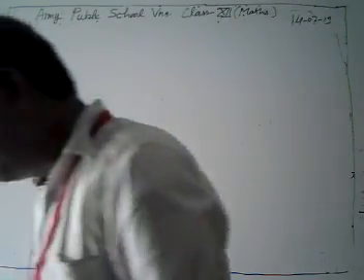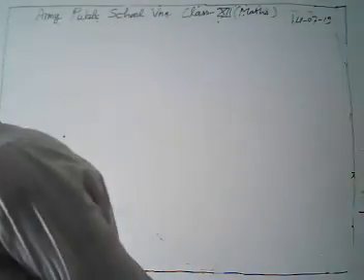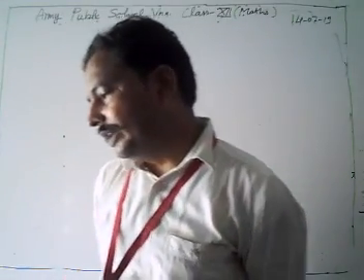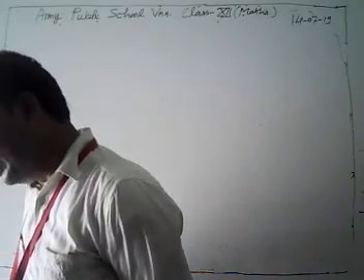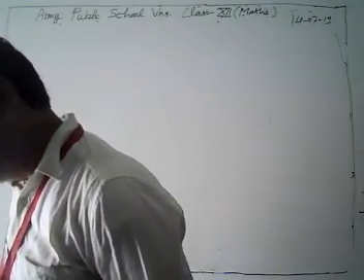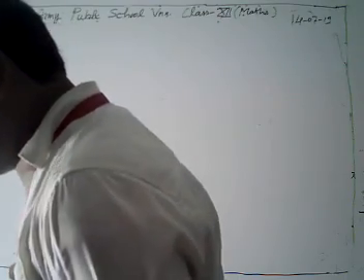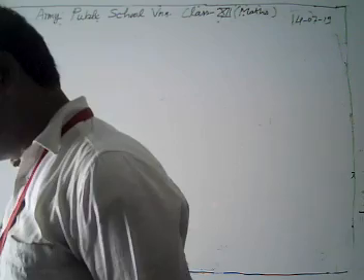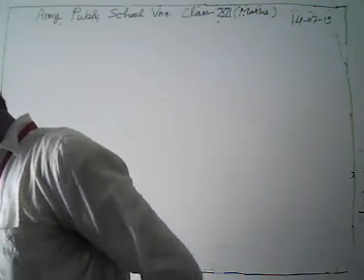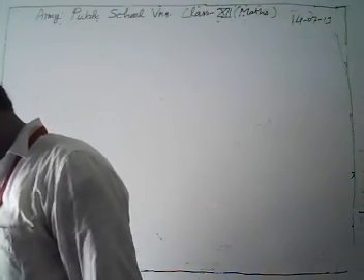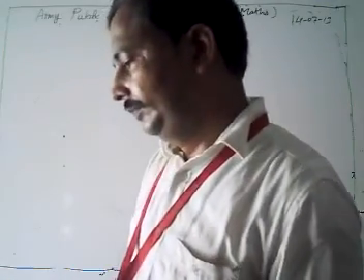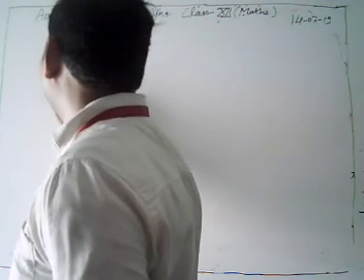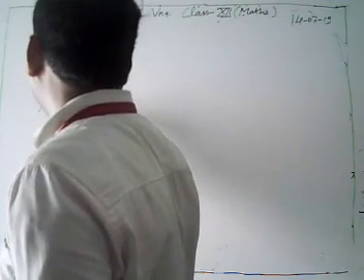A solid is in the shape of a cone standing on a hemisphere, both with their radii being equal to 1 centimeter, and the height of the cone is equal to its radius. Find the volume of the solid in terms of pi. What is given there? A solid in the shape of a cone. We'll draw a cone there.